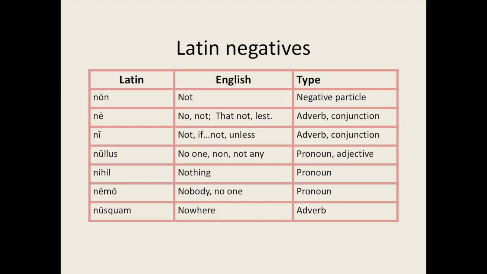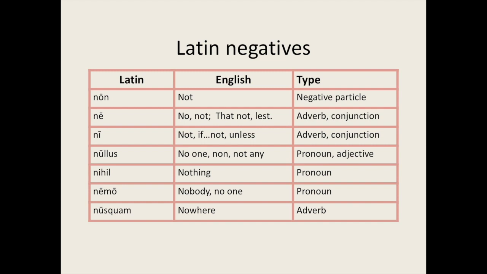Here are negative phrases in Latin. We have non, which we saw in the previous example, which is a negative particle, which means not. We have ne and ni, which are adverbs and conjunctions. Ne means no, not, or that not or lest when used as a conjunction. Ni means not, if not, unless. Then there are the pronouns nullus, which means not any, none, no one, and is formed by adding the prefix ne to the noun ullus.